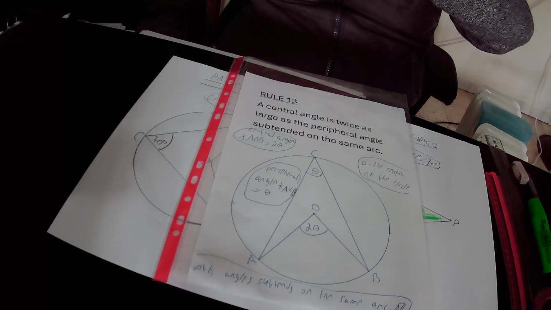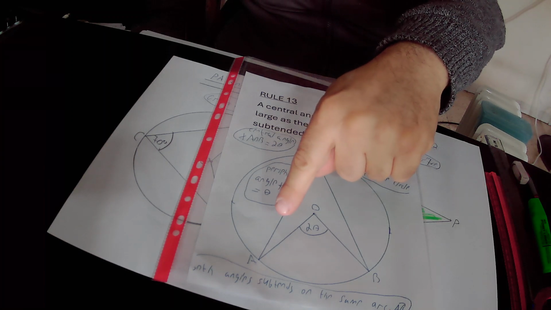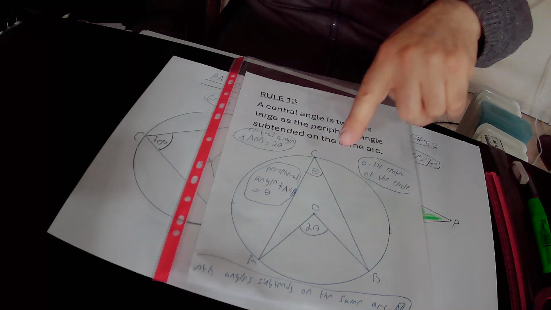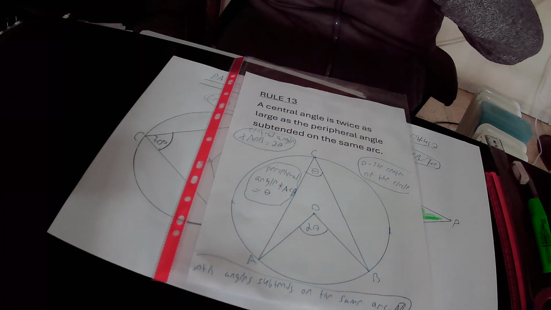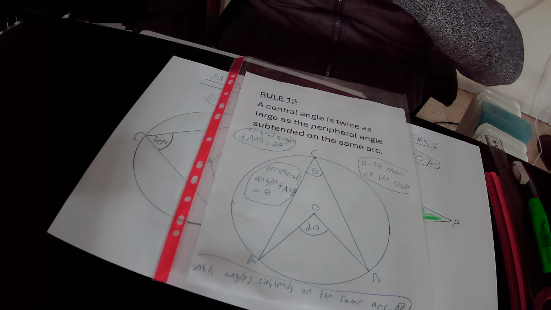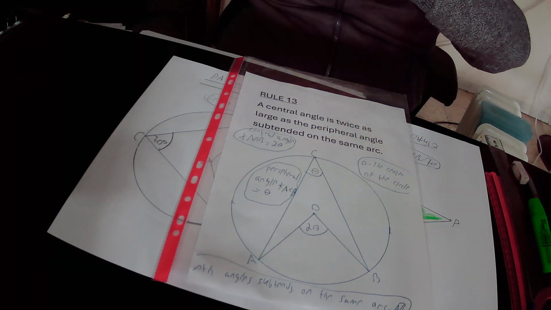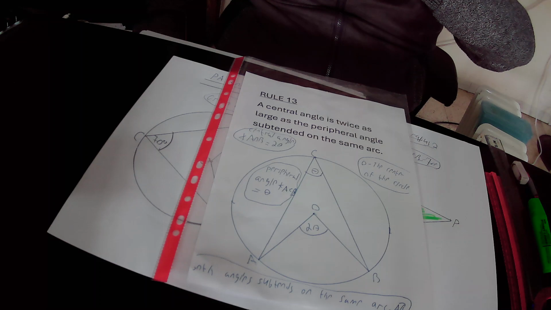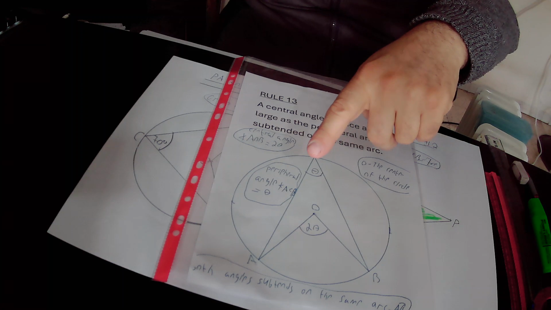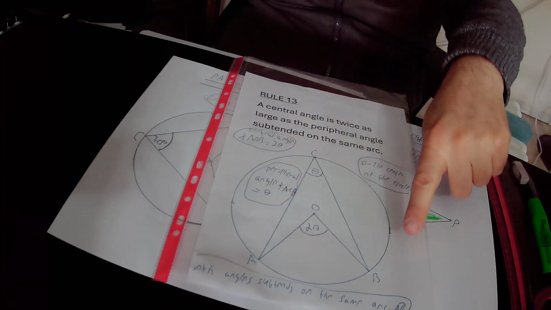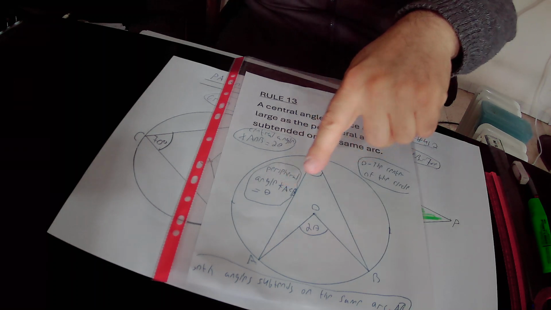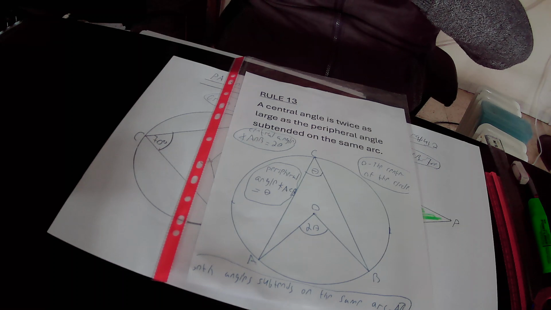In addition, we have the central angle AOB. This is the central angle AOB that is subtended on the same arc AB. So according to rule 13, the central angle AOB will be twice as large as the peripheral angle ACB that is subtended on the same arc AB. And we know that the size of peripheral angle ACB is theta, therefore the size of the central angle AOB will be equal to 2 theta. Okay?